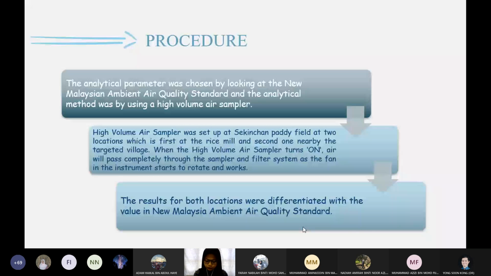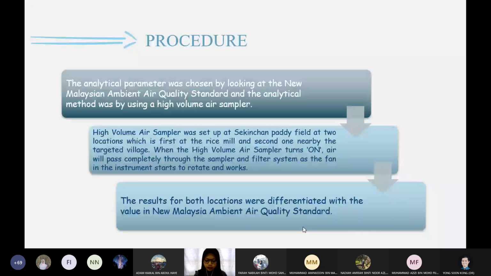When the high volume air sampler was turned on, air will pass completely through the sampler and through the filter system as the fan in the instrument starts to rotate. For TSP, it will be trapped on the filter. Meanwhile, particles heavier than 10 micrometers are trapped on the grease plate. Smaller particles will pass through the instrument onto the pre-weighed filter. The sampling filter containing the pollutants will be removed and transported to the lab to be weighed. Their concentration will be determined by dividing the mass by the volume of air sampled.